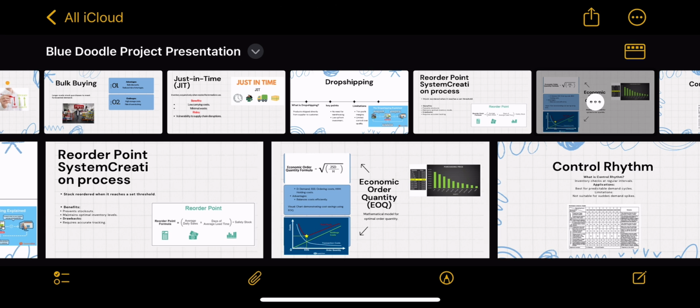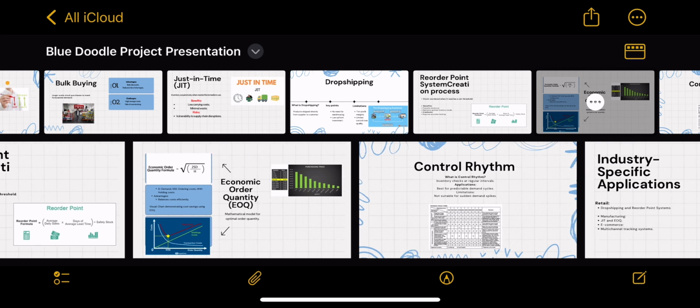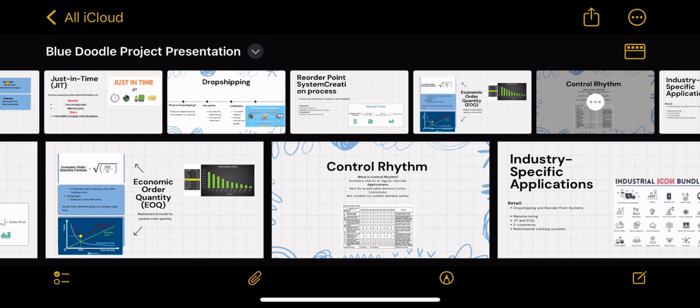The other one is control rhythm. What is a control rhythm? Well, it's inventory checks at regular intervals. The application is best for predictable demand cycles, but it is not suitable for certain demands.